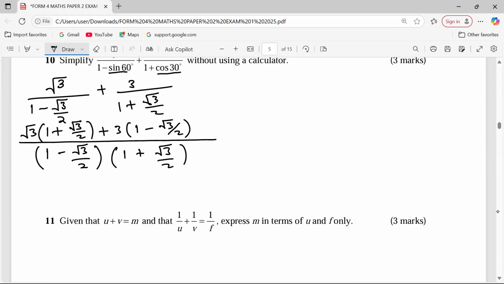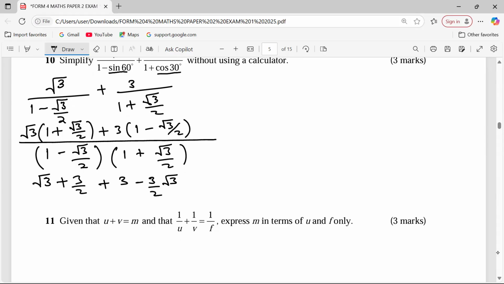This now from the numerator, let me expand. Root 3 plus root 3 times root 3 over 2. You know root 3 times root 3 becomes 3 itself. Plus, this is again 3 minus 3 over 2, the root of 3, that way. That's now after expanding the numerator.